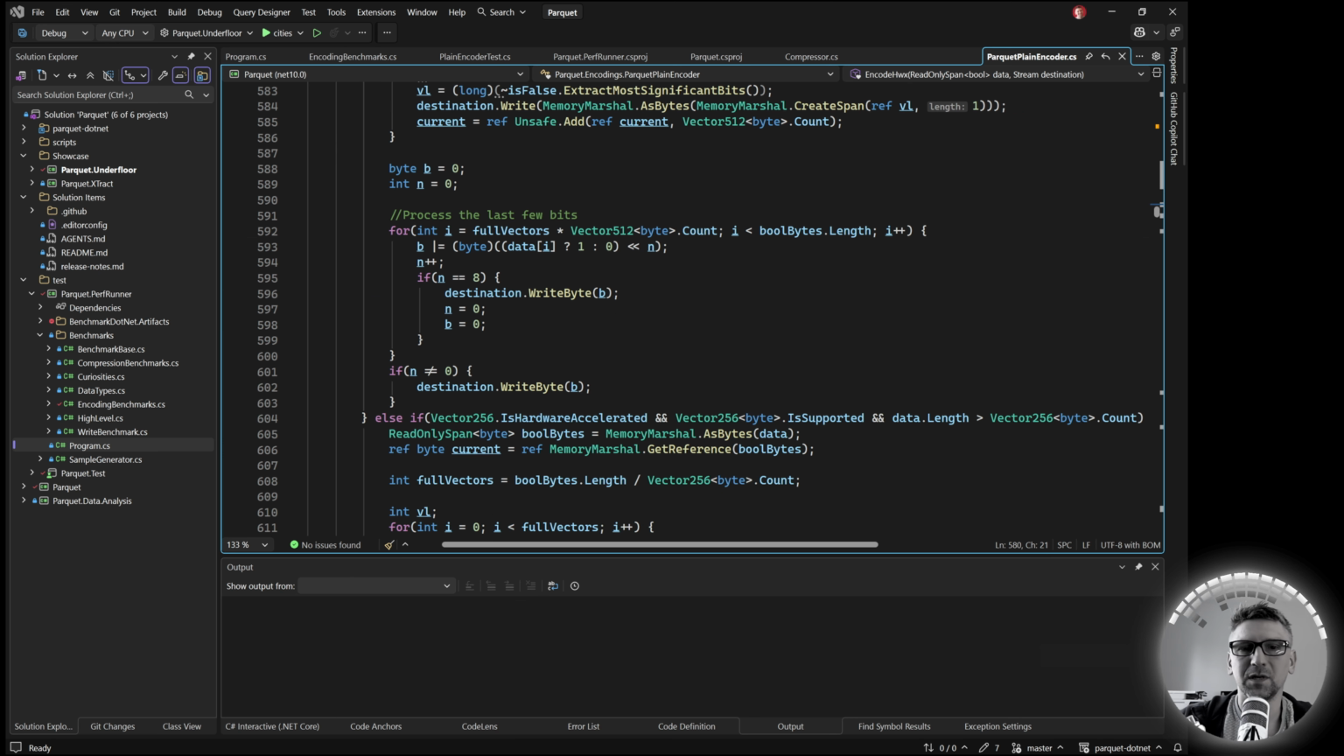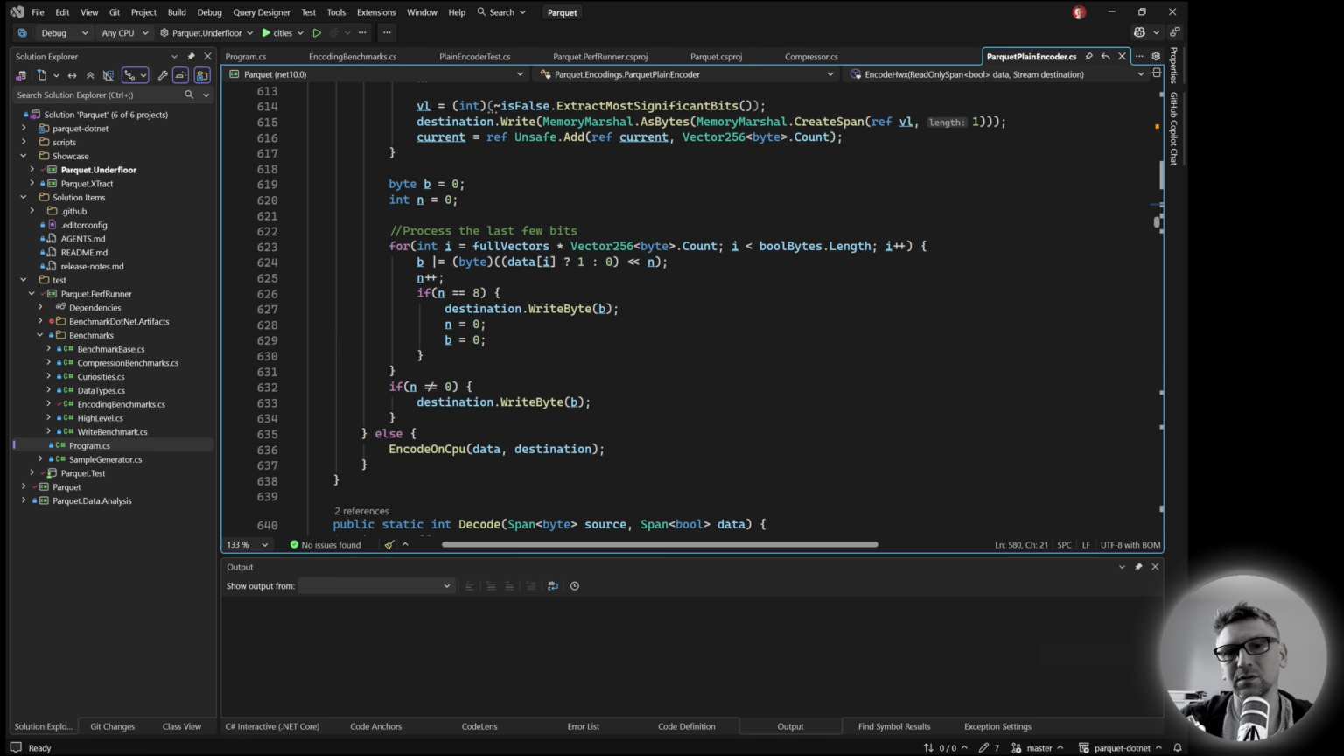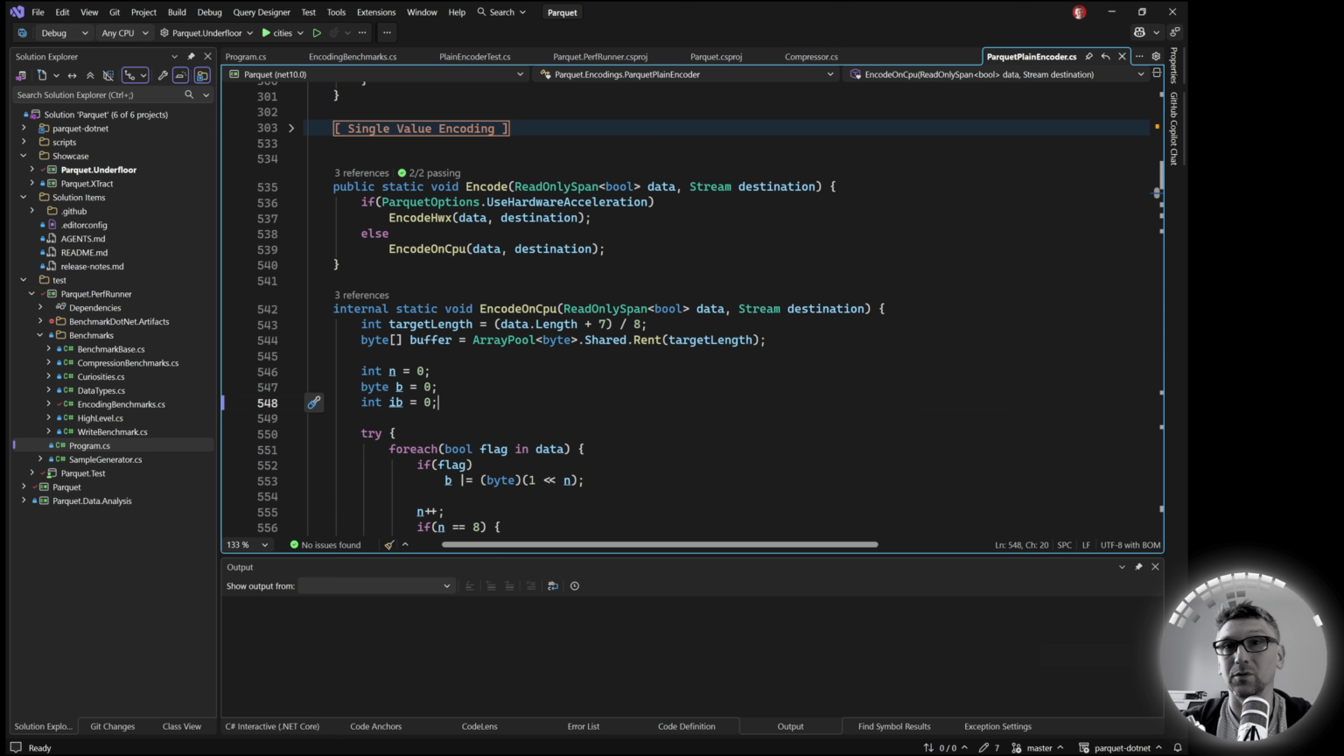I will do pretty much the same thing if vector 512 is not available, and as a last resort, I will just call encode on CPU. Therefore, if we have hardware acceleration on our CPUs, which is pretty much on anything released in the last 10 or 20 years, the Boolean encoding will be 8 times faster.